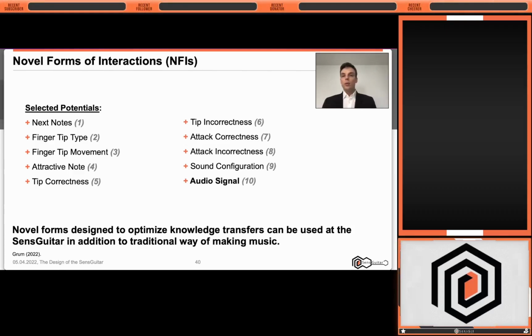As an interim conclusion, I want to point out that the novel forms of interactions designed can be used to optimize knowledge transfers. In addition to the traditional way of making music, these might change the way of learning to play the guitar, making music in bands, making recordings with producers, etc.